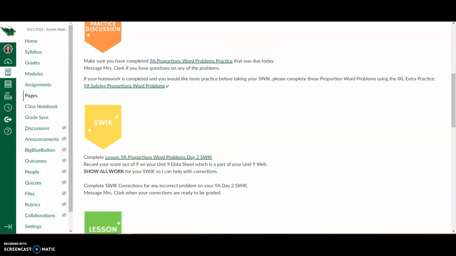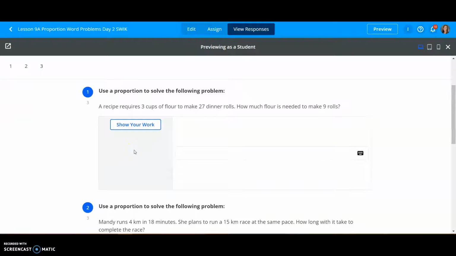Since it's 3 questions and 9 points, it means that every single question is worth 3 points. Those 3 points come from making your key, making your proportion, and then getting your final answer. Again, making a key, if you look back at your notes, you can be reminded, but making a key just means tell me what you're talking about.